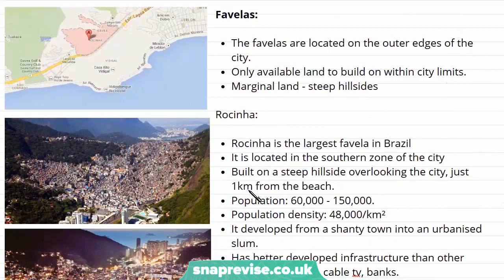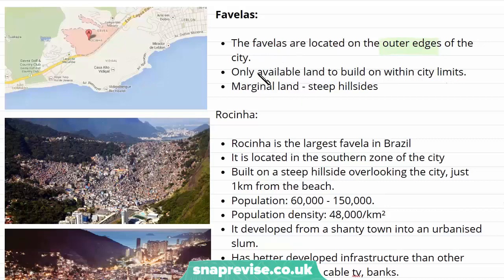So looking at the favelas in more detail, the favelas are located on the outer edge of the city of Rio in general. This is where the mountain ranges that surround the city. So the favelas are built on very mountainous and steep slopes, which is where the traditional residential areas wouldn't have wanted to build on in the first place.